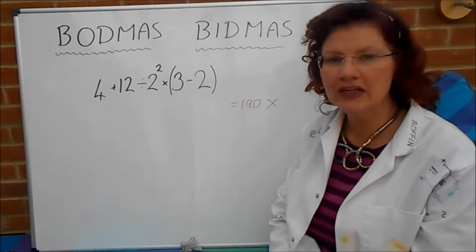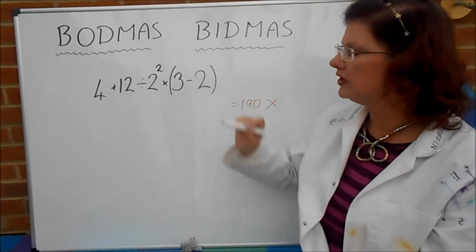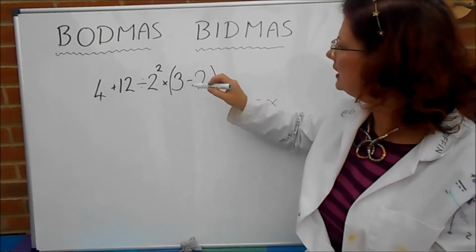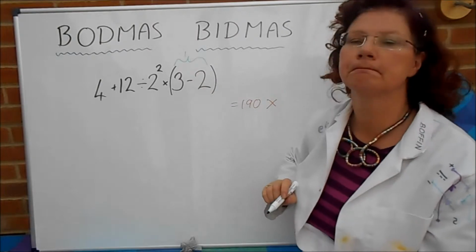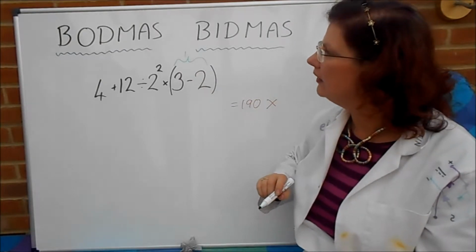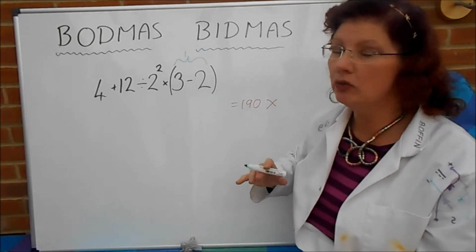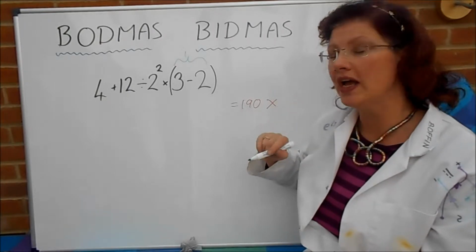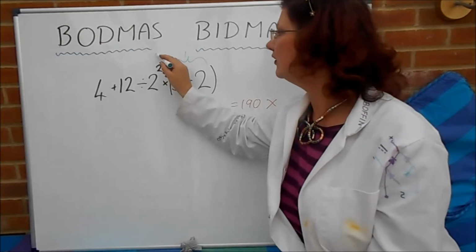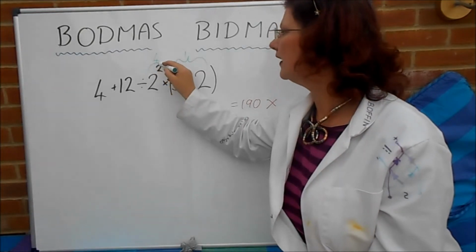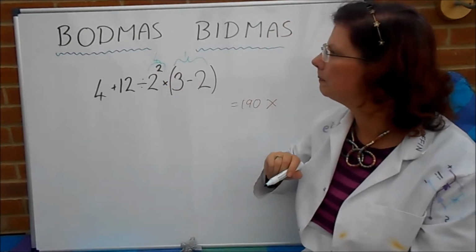B, brackets first. So we need to work out the contents of those brackets. Well, that's pretty easy. The contents of the brackets is 1. Okay, next thing, the index or the order or the other stuff, we need to do the squares and square roots. Again, pretty easy. 2 squared is 4. So that thing there comes to 4.